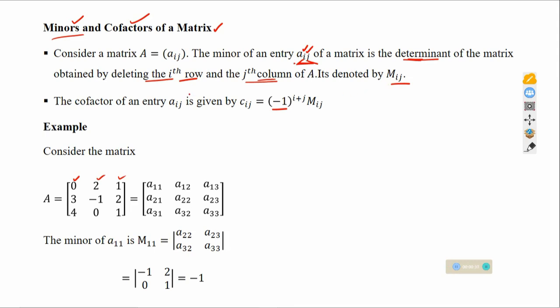We also talked about the cofactor of an entry, that after you have obtained the minor of that given entry, then you simply multiply by negative 1 to the power of i plus j. So when you get negative 1 to the power of i plus j, then you multiply by the minor of that same entry, then you will obtain the cofactor of that entry. We looked at some examples where we obtained the minors and the cofactors of a given matrix.